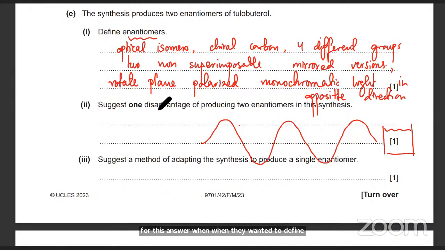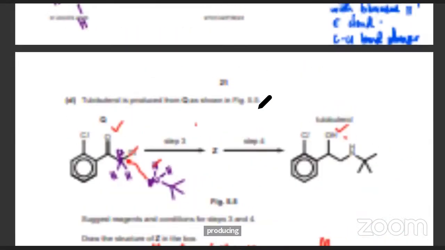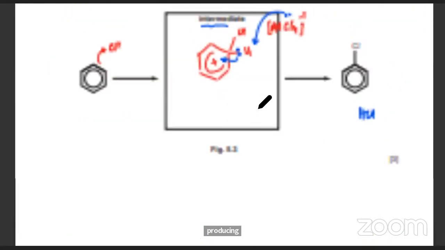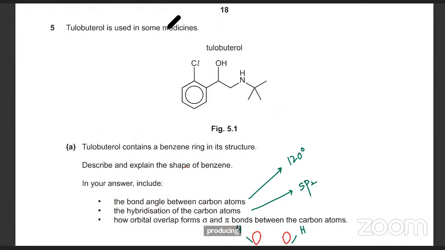The next part asks you to suggest one disadvantage of producing two enantiomers in this synthesis. What's wrong with producing two enantiomers? Or what is the synthesis, by the way? Just a second, let's go back. Medicine. Okay, now that's important.